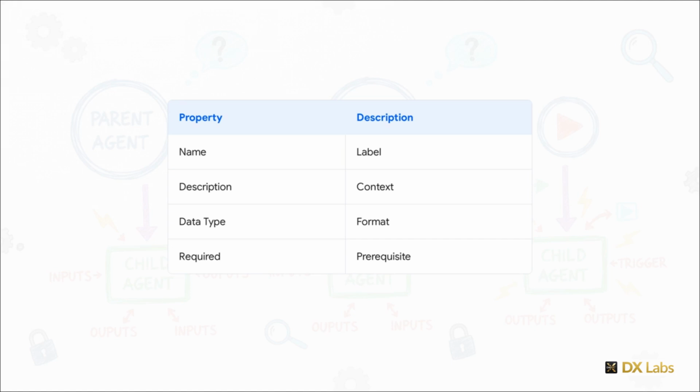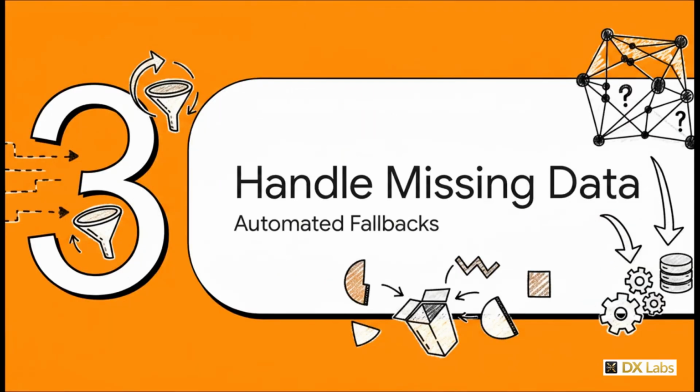But of course, we have to account for edge cases. What happens when the parent simply can't extract that valid data from the user? Which leads us to Section 3, Handling Missing Input Data.